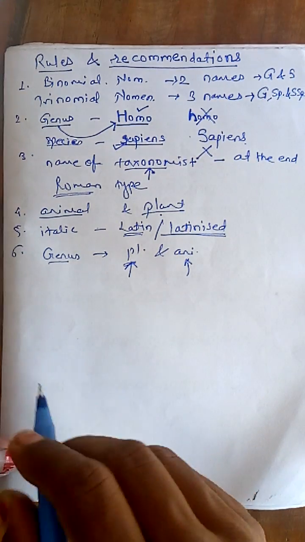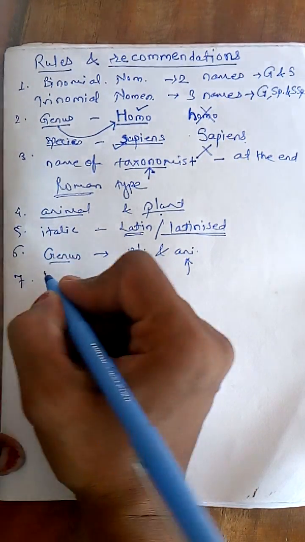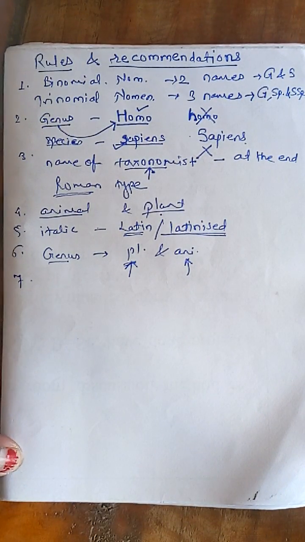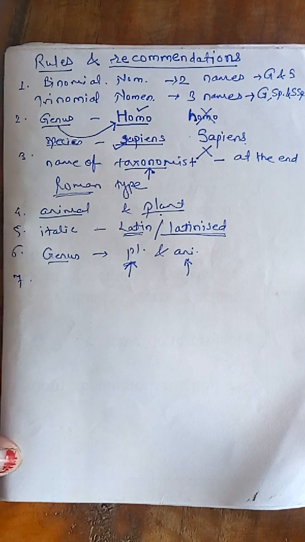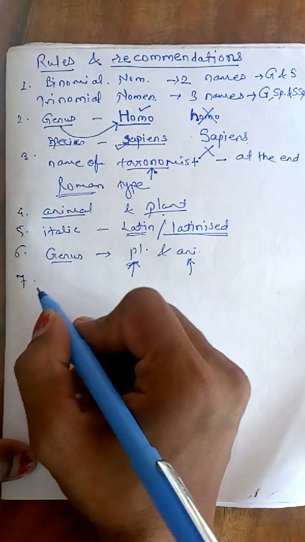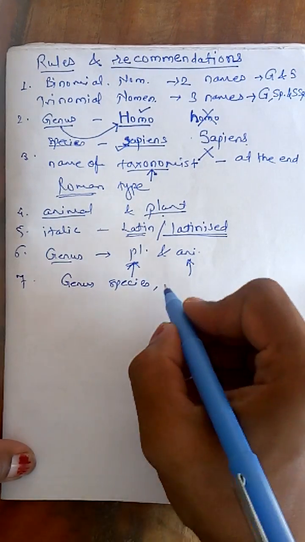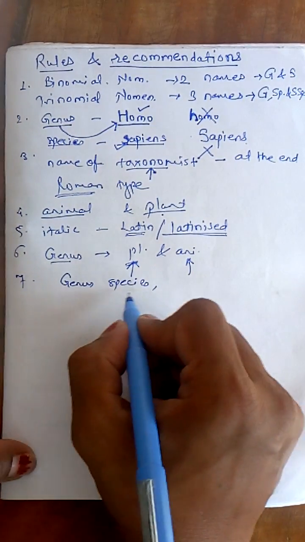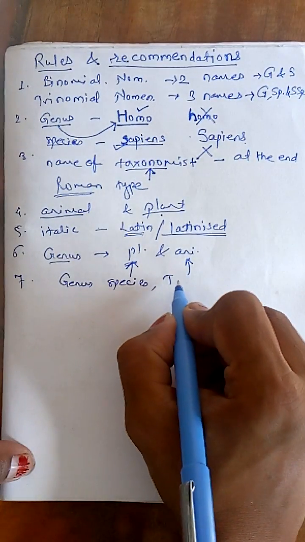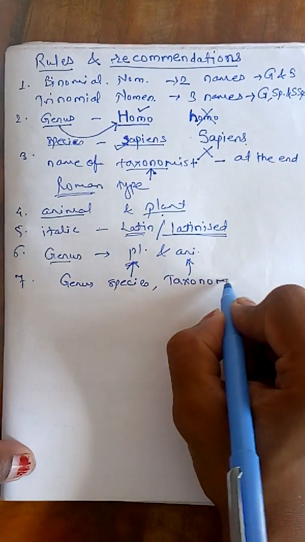Okay, the next rule is that if the species, after its publication, is transferred to any other genus or the generic name is changed, the first author's name must be written in brackets. See, sometimes what happens, the taxonomist gives the name and according to the rules and regulations we write down the genus, then the species, and after the scientific name we write the name of the taxonomist.